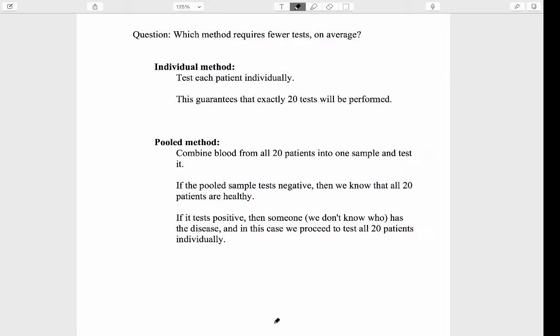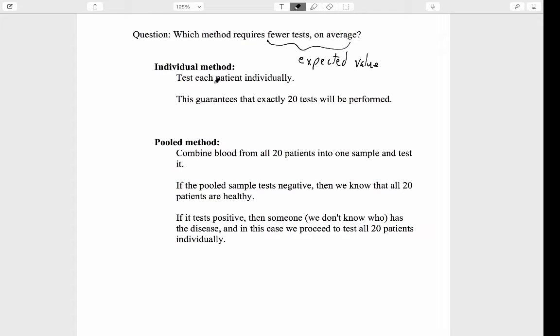Resources are always finite, and so there will always be genuine practical questions like this one. The key point for us right now is that this is really asking for an expected value. We are really asking which of the two methods has the lower expected value, the lower expected number of tests.